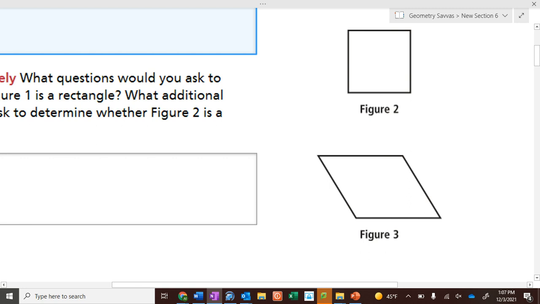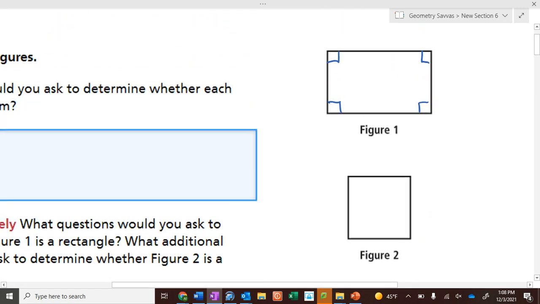What's the biggest defining thing that makes a rhombus a rhombus? Not the diagonals, but the sides. All the sides are what in a rhombus? Congruent, equal. Yep. All four sides are equal. That makes a rhombus a rhombus. If it has four equal sides, it's a rhombus.